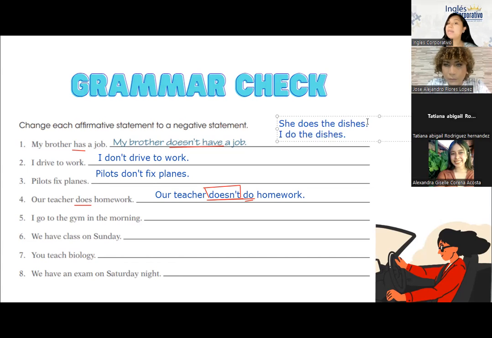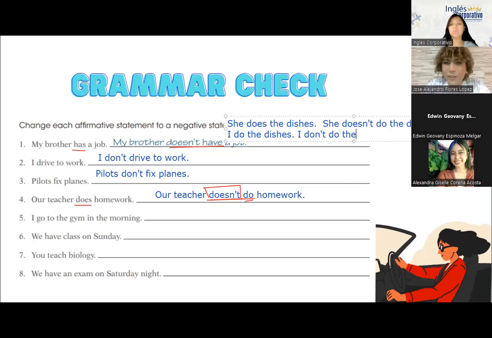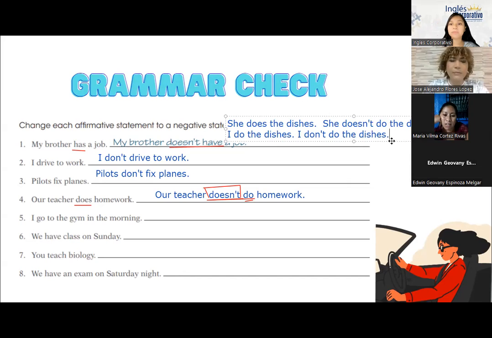Vaya, ahora, si yo quiero pasar esas dos a negativo, ¿cómo sería? She doesn't do the dishes. Do the dishes. Yes. Y la, I do the dishes, I don't do the dishes. Yes. Uh-huh. All right. Teacher. Yes. O sea que en las oraciones negativas siempre sería el do. No en el caso de ella sería does. En las negativas no, porque llevamos auxiliar, ¿ve? Ajá. Siempre sería el do. Sí. Correcto. Siempre sería el do como verbo, pero la auxiliar va a ser does.